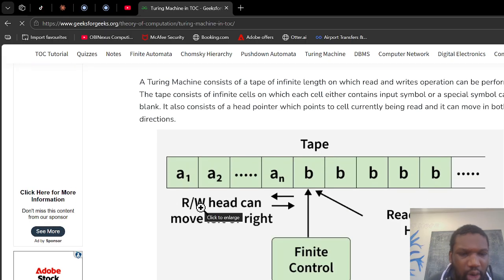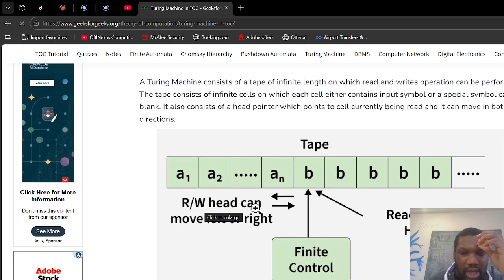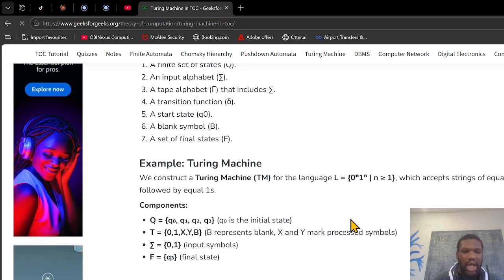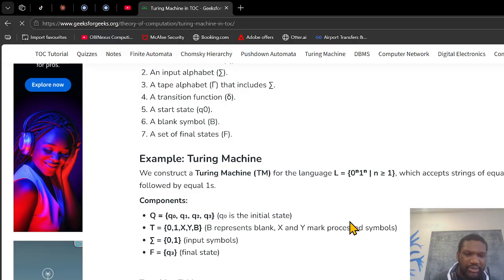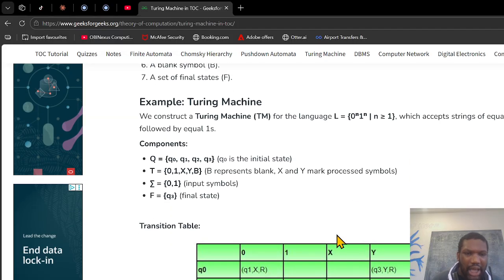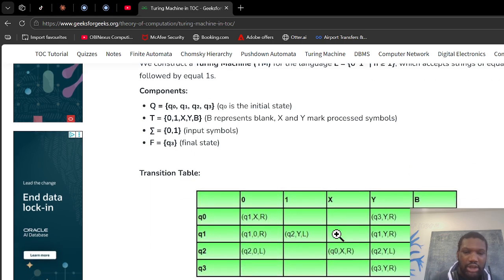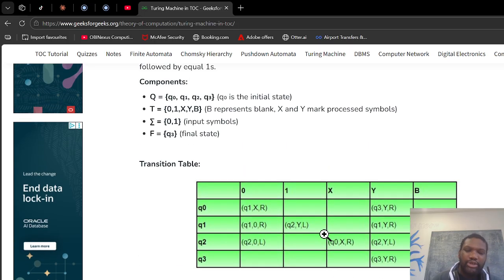Basically, you have a read write head on the tape and a final control. You have an initial state, B is also blank, and X and Y are markers. You have a pictorial model of it, which is a transition table. The transition table is one pictorial model of the state. Because it's a table, you can observe information from it. At the end of the day, it's a transition table.